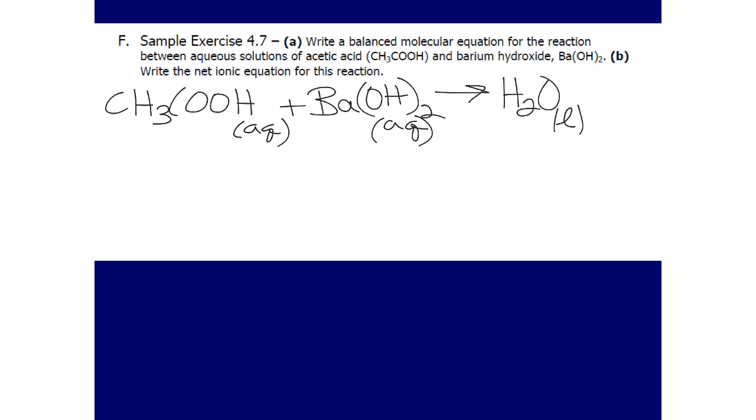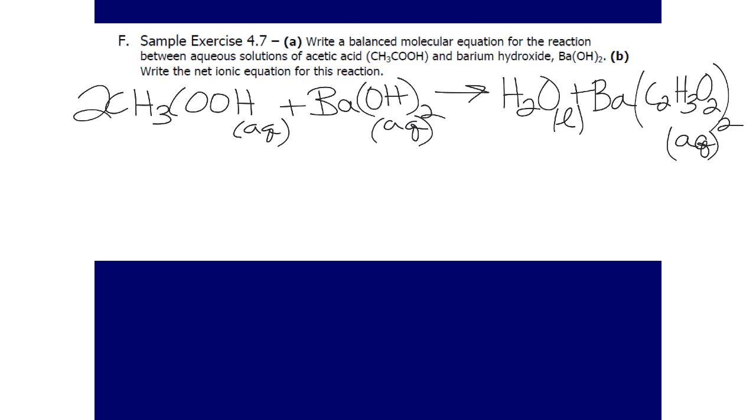Barium has a +2 charge. Acetate has a -1 charge. So it's going to be 1 barium ion and 2 acetate ions. That is going to be aqueous because acetates are one of our always soluble ions, no exceptions. All right, then we need to balance this. So we would need a 2 in front of the acetic acid and a 2 in front of the water. Next thing we do is start working on our net ionic reaction.